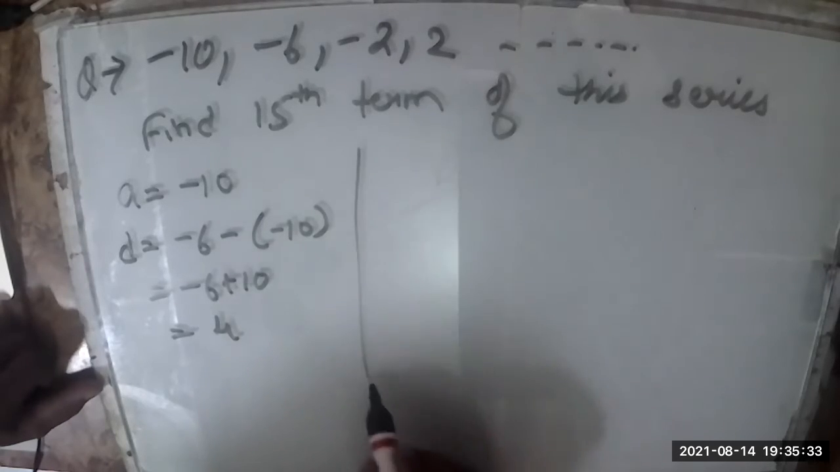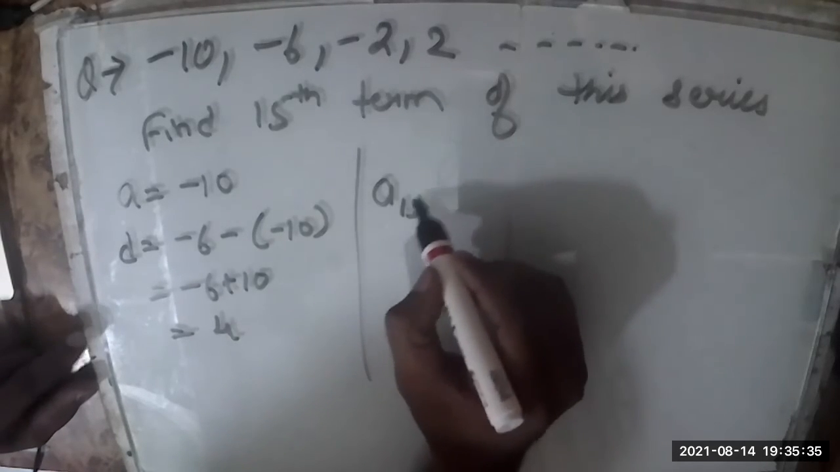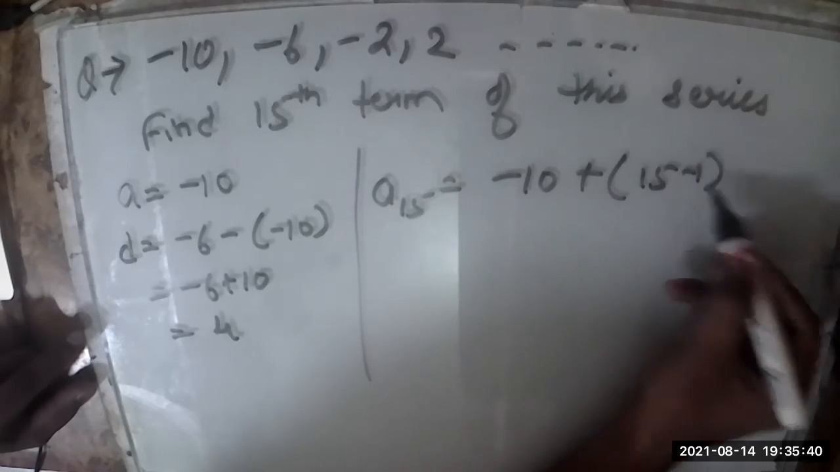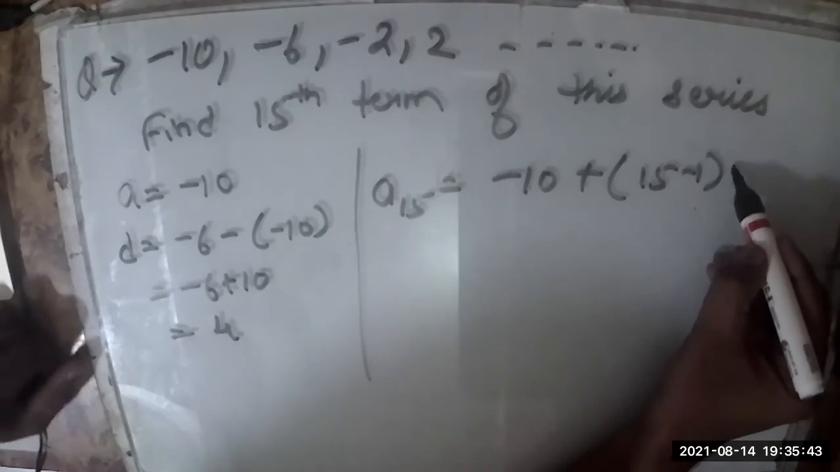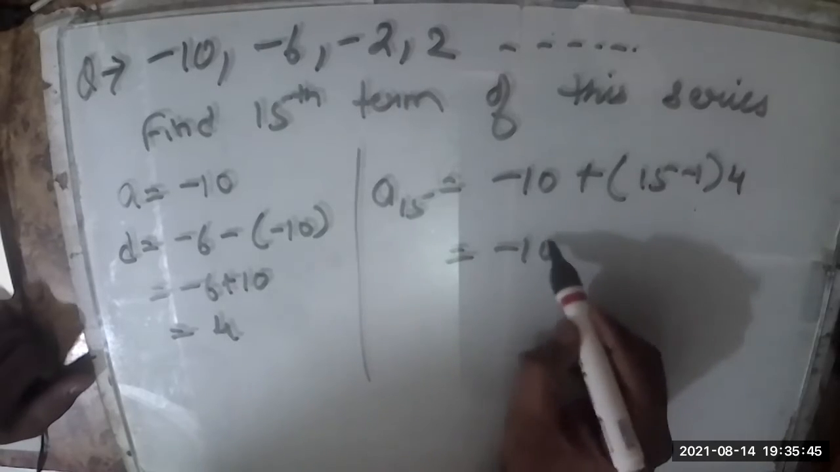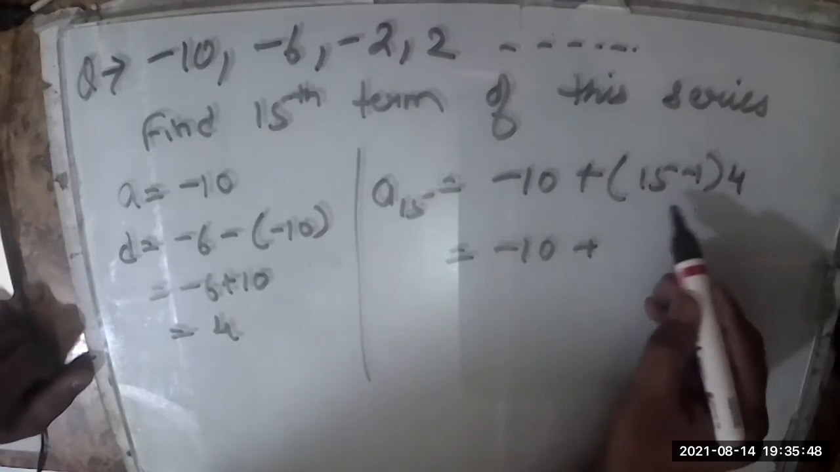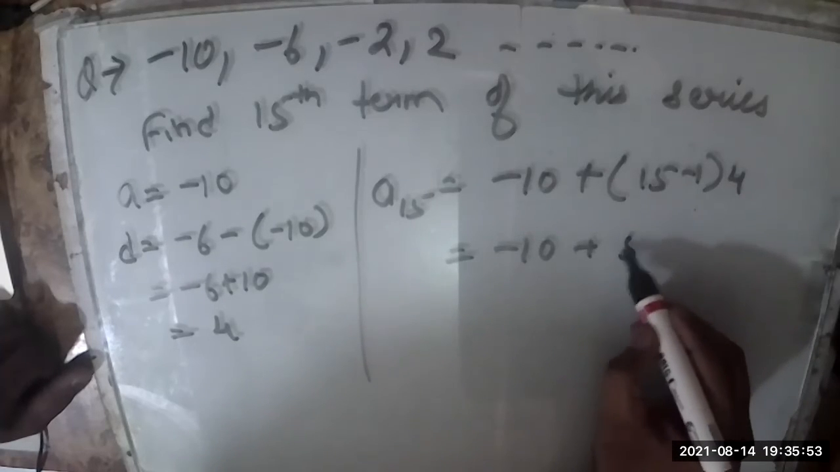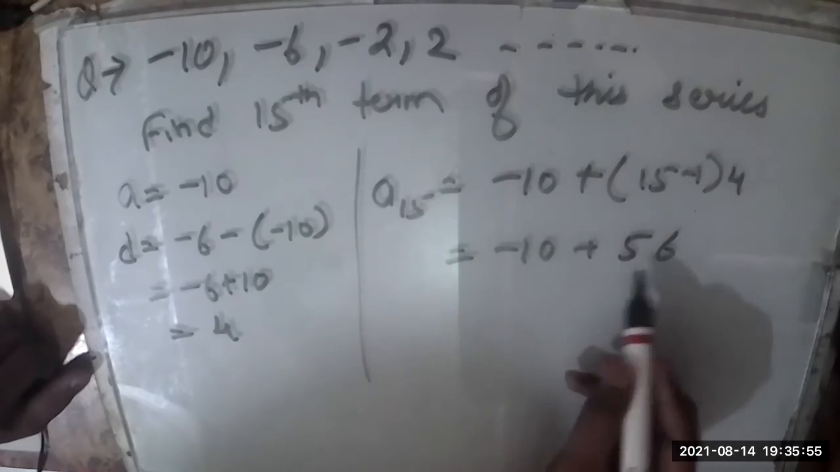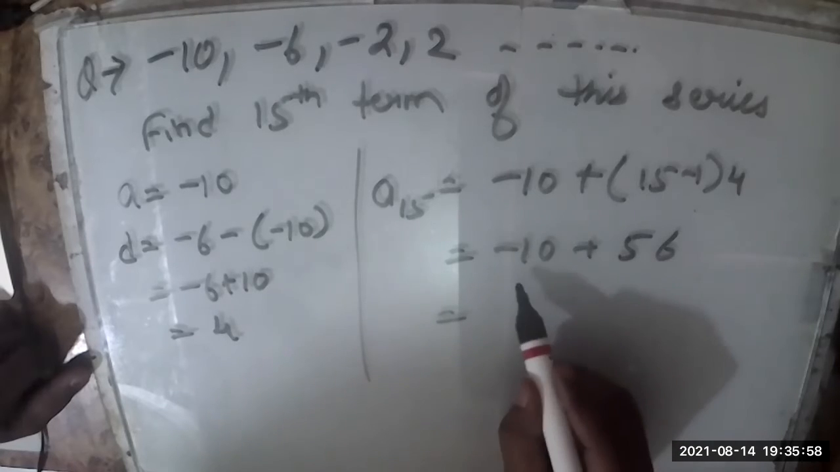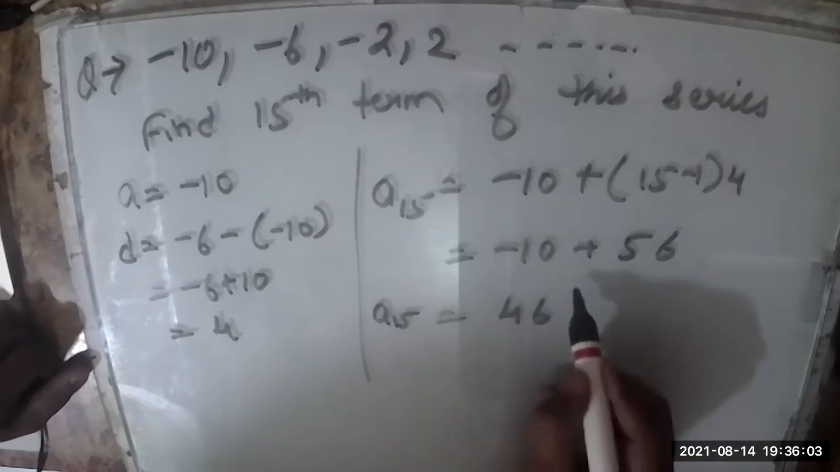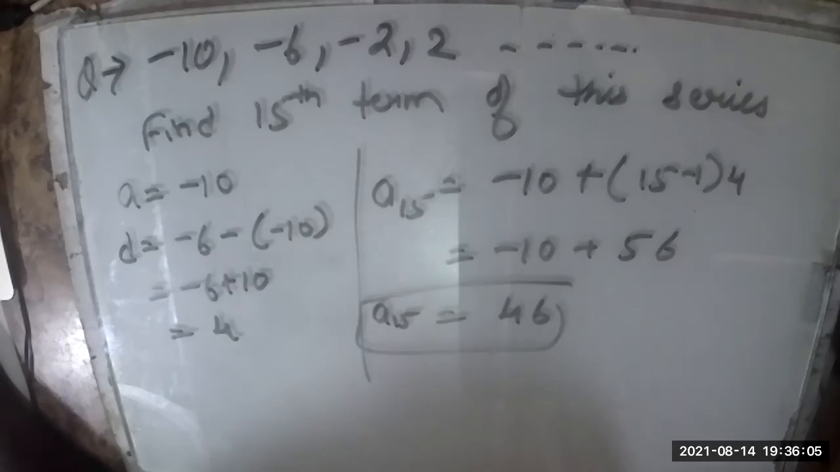Okay, so we'll just find the 15th term. So A15 will be equal to a plus n minus 1 into d. d is 4. Okay, so it will be minus 10 plus 15 minus 1, 14. 14 into 4, 56. Now the answer will be 56 minus 10, means 46. So your 15th term will be 46. So this is the way we'll find out the 15th term of this series.